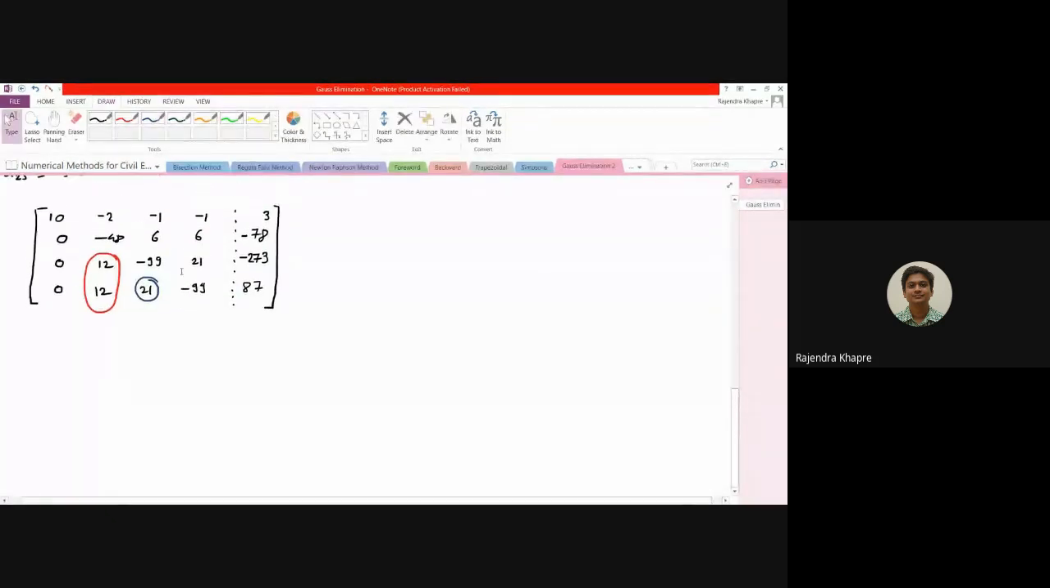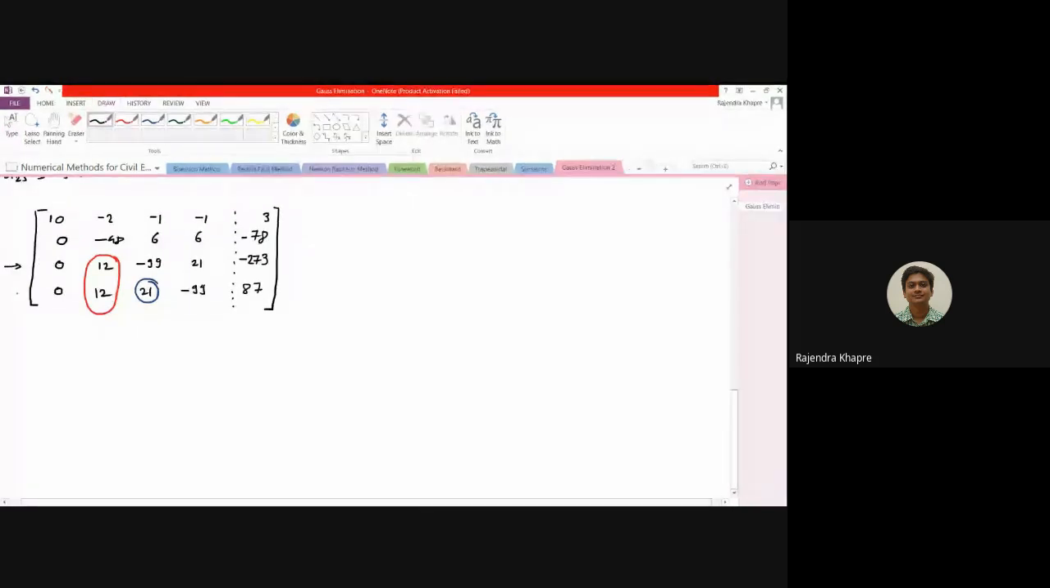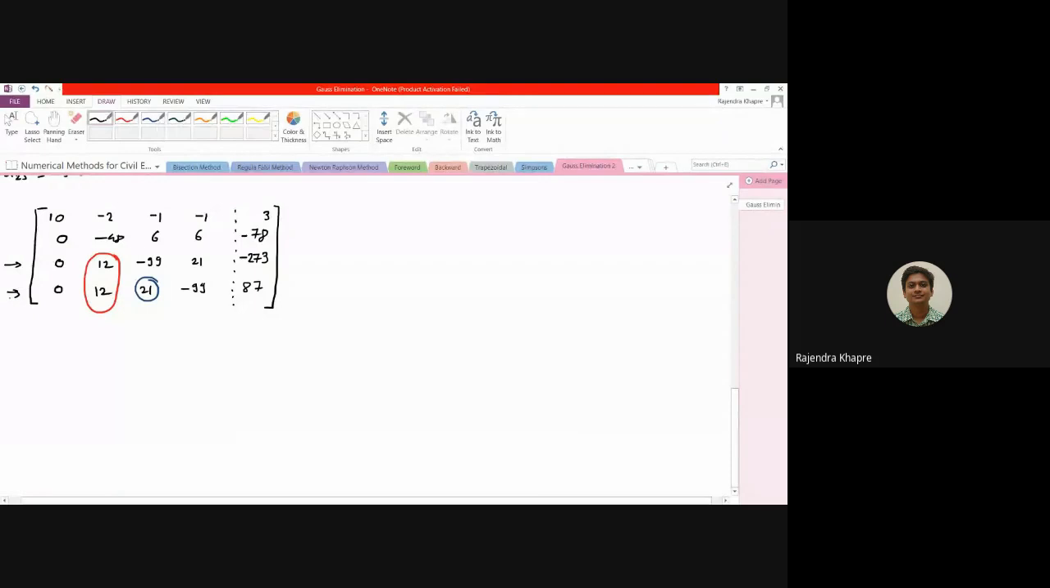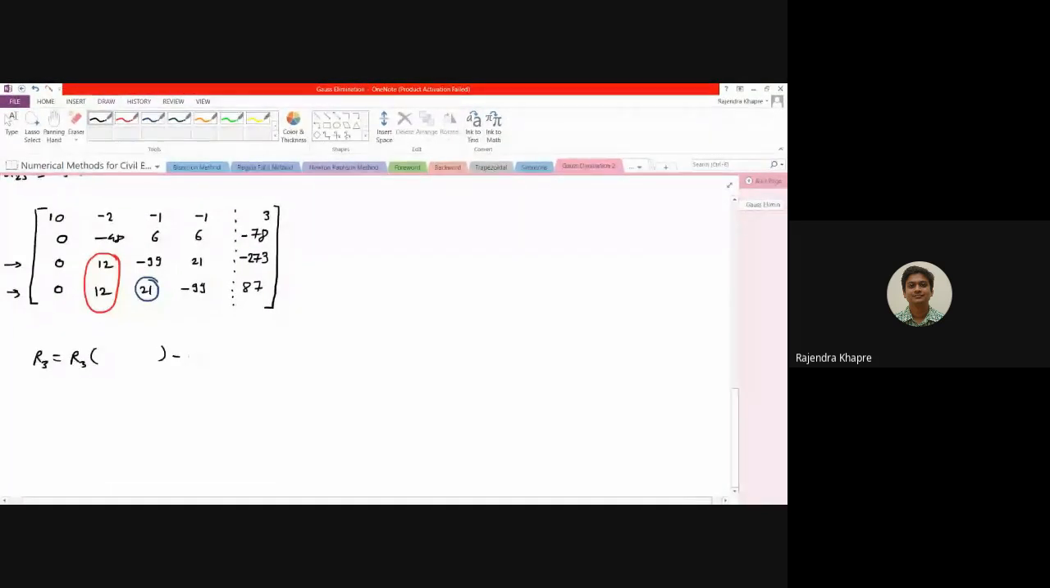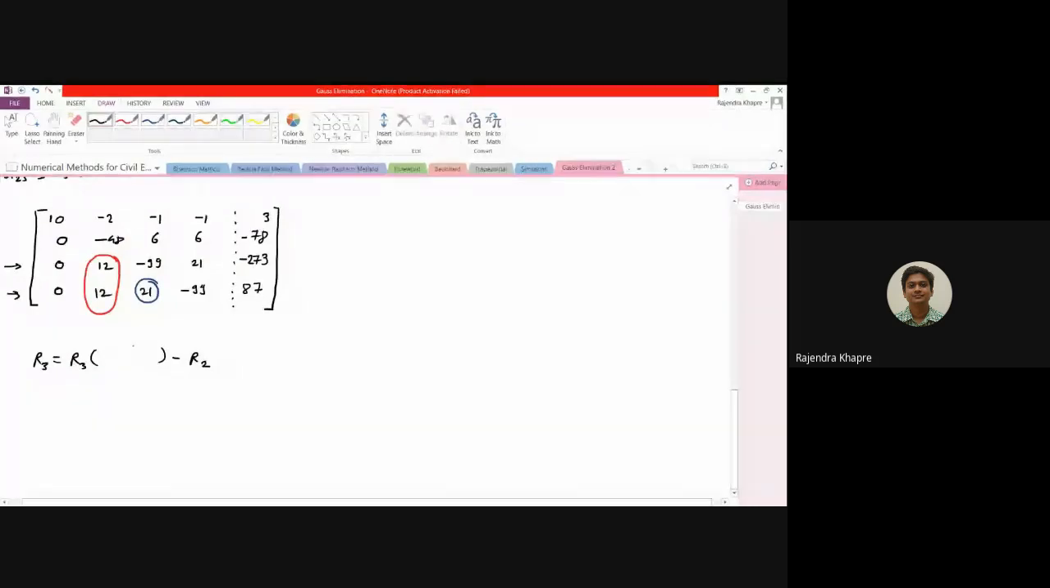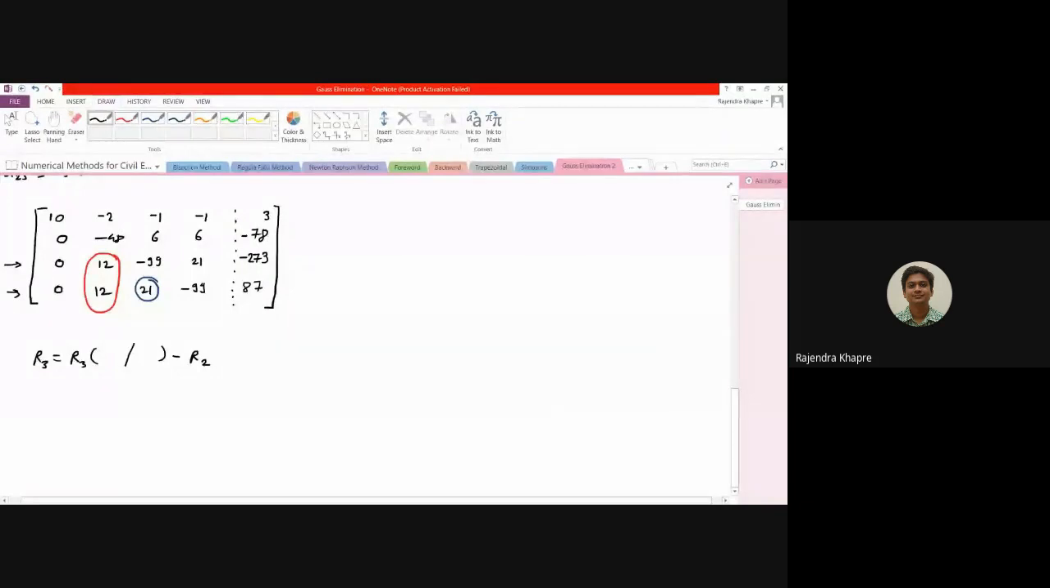So now how to eliminate this? We will be working on this row and this particular row. If I am working on the third row, R3 will be R3 into some factor minus. I won't be taking R1 now, because R1 will change all the values, so I have to take R2 values over here. Remember, when you are operating on a certain row, the same coefficient has to be taken over here.